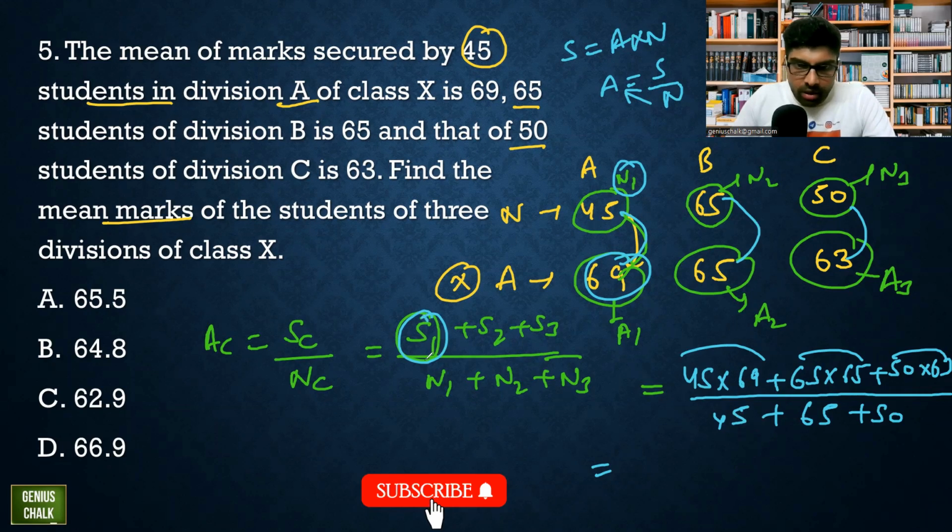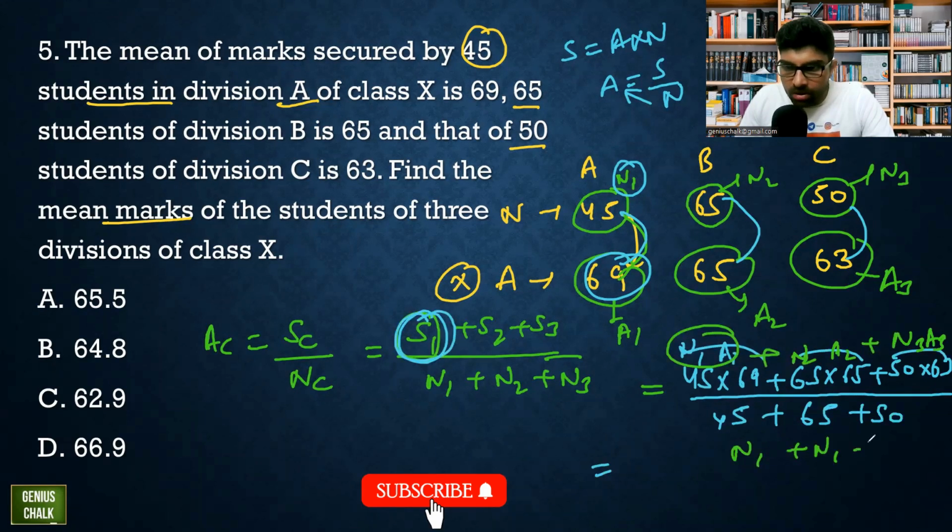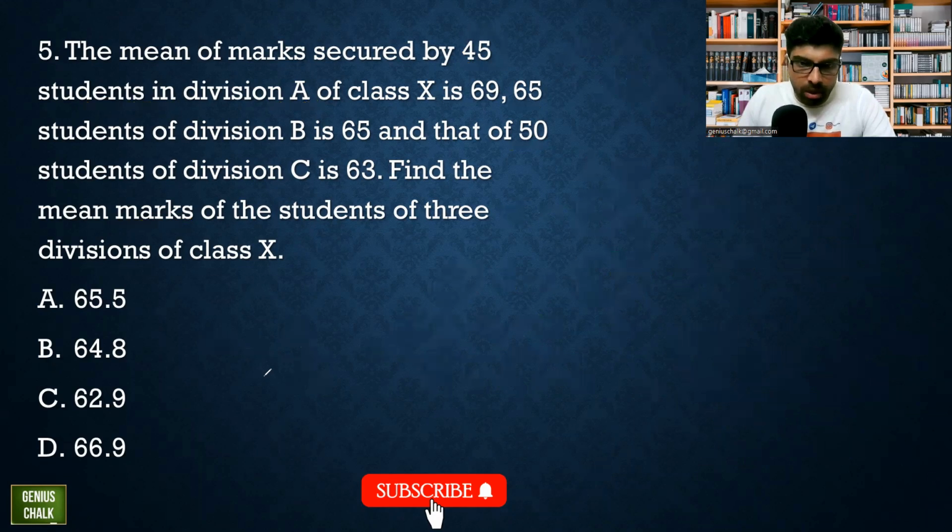This is fine. That's why I said N1 A1, then N2 A2, and N3 A3, right? And this is N1 plus N2 plus N3. Even if 4 are there, we can do it like that, but we will not solve this question by this. I will apply a concept called weighted average.